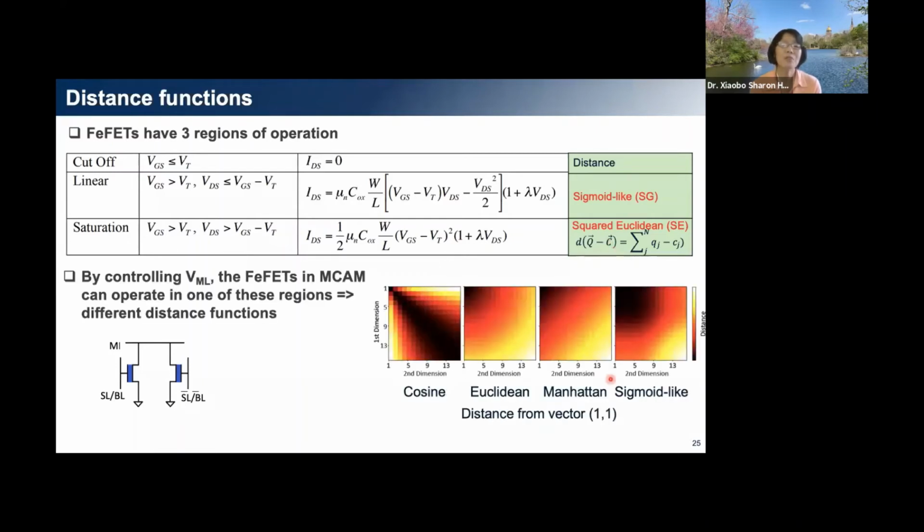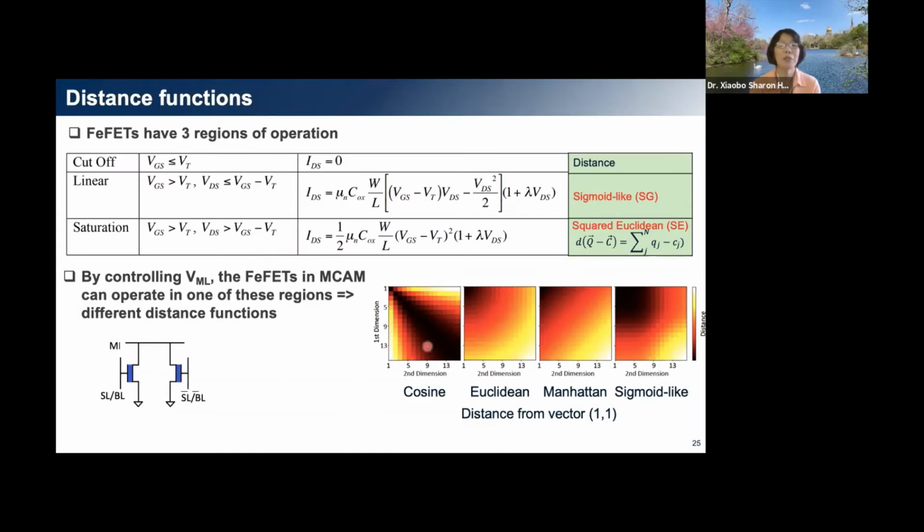Now, to show you the difference between these distance functions, I use a heat map. This is for a 2-dimensional distance vector. These are all measuring distance from vector 1, 1. You can see these are the distances for the 2 different dimensions. You can see that sigmoid measures this type of distance. So when it's close to here, this is a closer distance. And a Euclidean is this type.